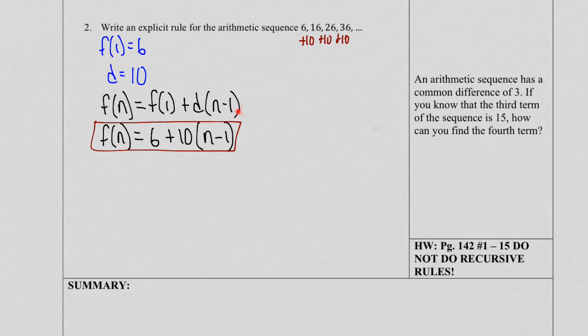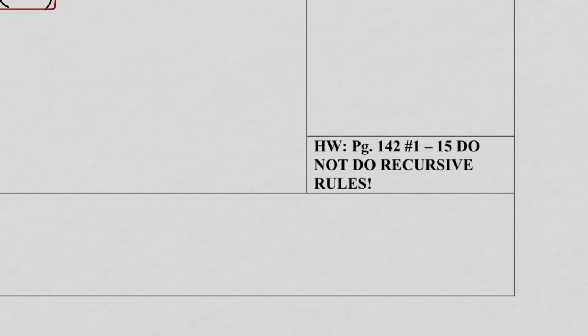So I'm going to use the general form, which I want you guys to memorize. F of n equals f of 1 plus d times n minus 1. F of 1 is 6, right? So I put in a 6 right there for f of 1. And then d is 10, so it's 10 times n minus 1. And there is your general rule. And you're done. Okay, so we're done with the notes.